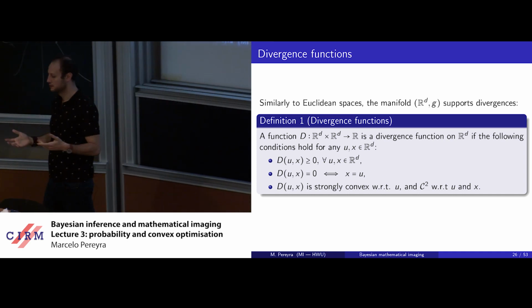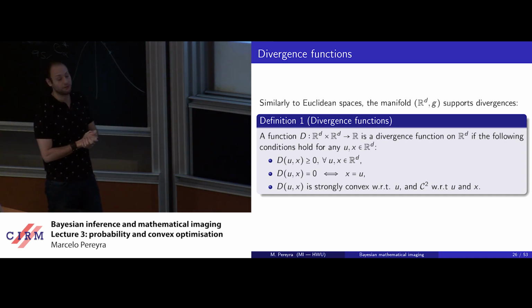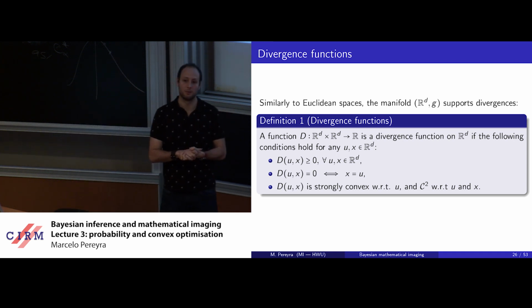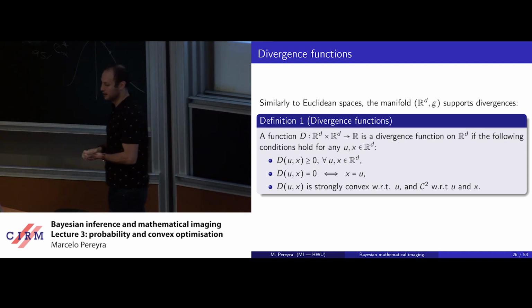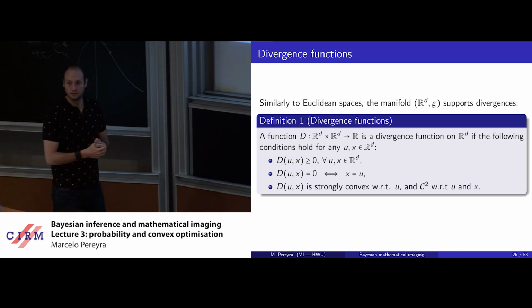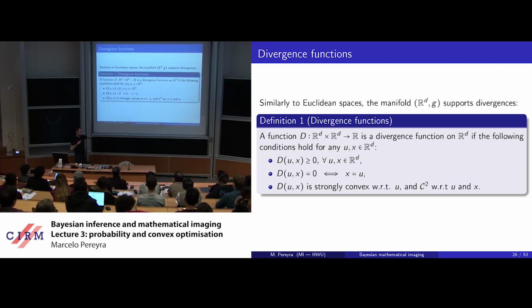you can define a class of functions that are quite relevant in geometry called divergence functions. So you've heard Clarice, for instance, talk about Bregman divergences. And there's a large range of divergences that we can use, and they are formally defined as any function that takes 2 arguments, and it's not negative. It's only 0 if the 2 arguments are equal, and then it is strongly convex with respect to the first argument and continuously differentiable with respect to both arguments.